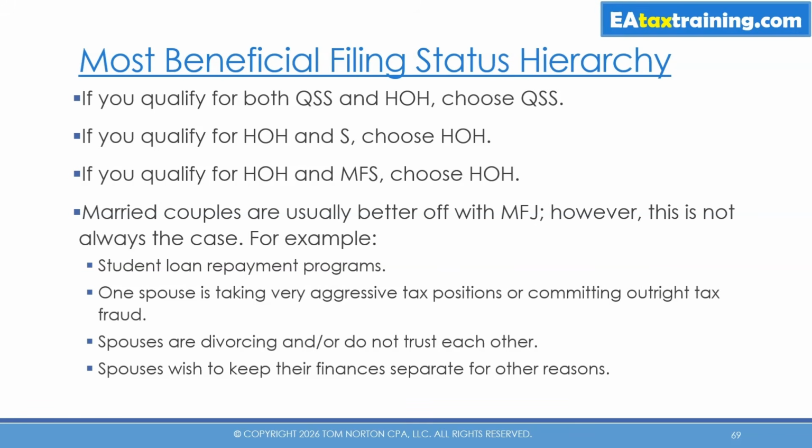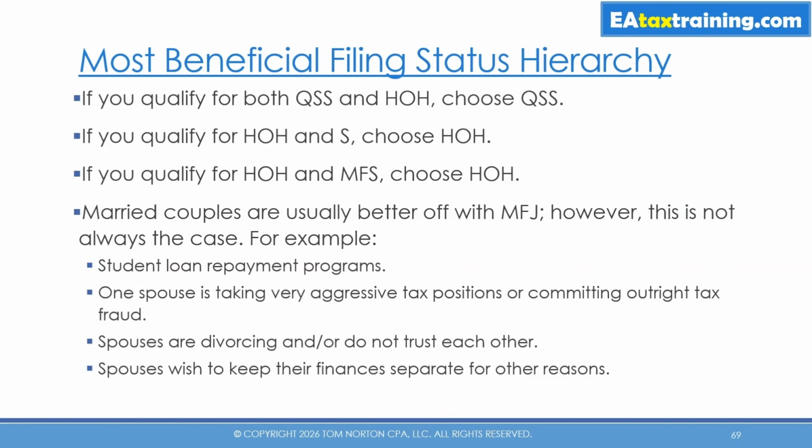So they may choose to file married filing separately in order to save money on their student loan payments. Next, you could have one spouse who is taking very aggressive tax positions or committing outright tax fraud, and the other spouse knows it or suspects it, and they don't want to get involved. And so they say, I am going to file separately, even if it costs a little bit more money in tax. So that's their right.